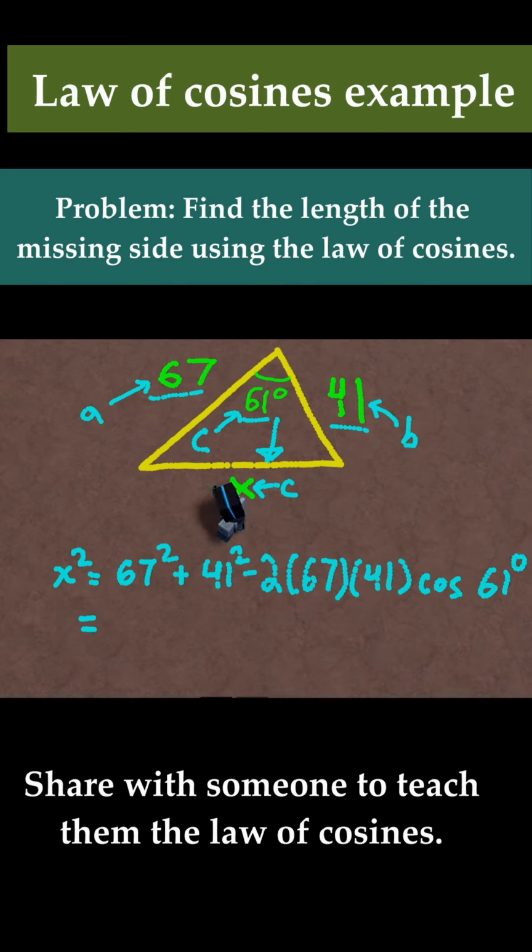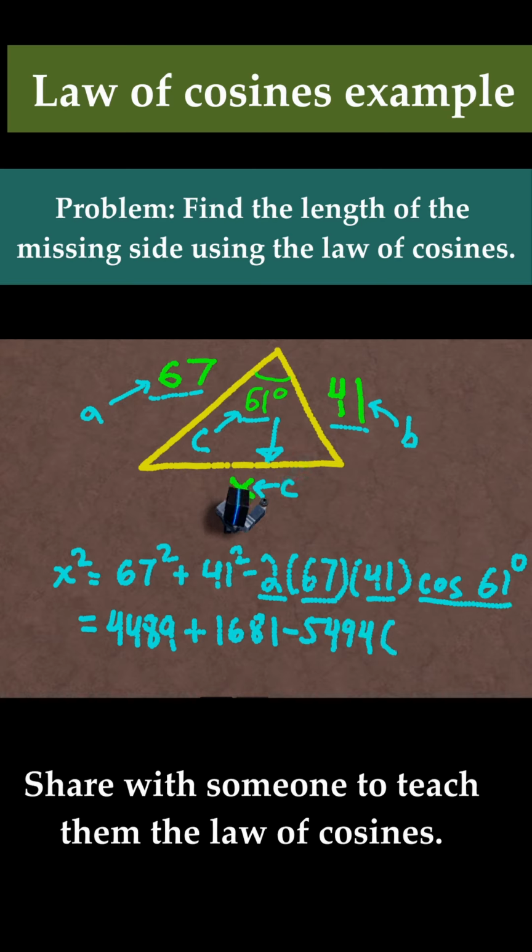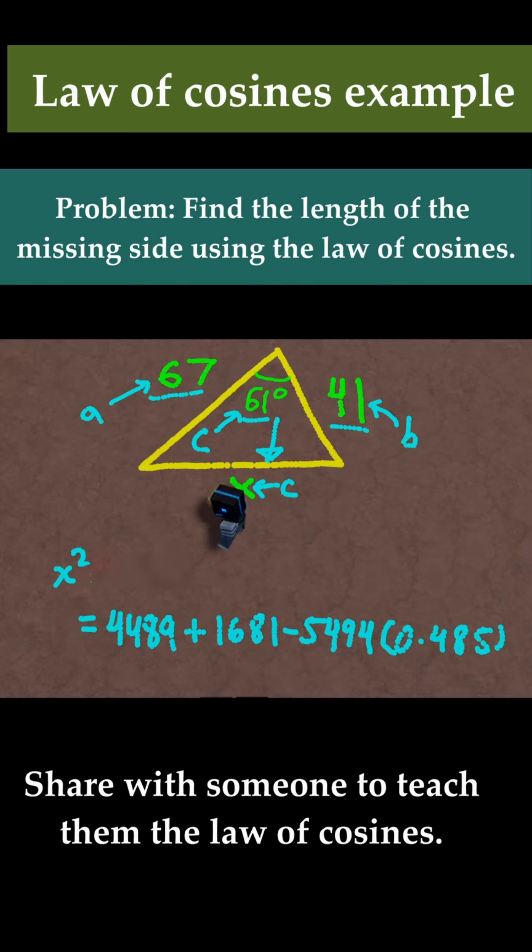So 67 squared is 4,489. 41 squared is 1,681, and then minus, if you do 2 times 67 times 41 first, that ends up being 5,494, and then all that times cosine of 61, which if you put that into a calculator, you should get 0.485.